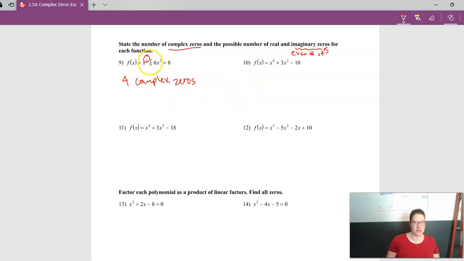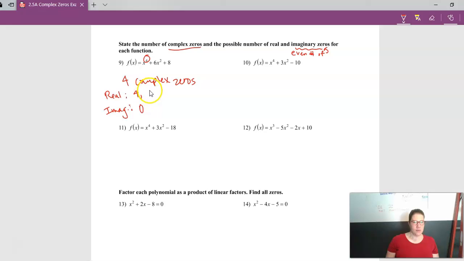So what that means is that if there are 4 complex zeros altogether, all 4 of these are either going to be real or they're going to be imaginary. So it's asking how many possibly could be real and how many possibly could be imaginary. It's asking just for the possibility. It's not asking for what's actually going on, just what could happen. So if all 4 of them were real, that would work. That would be fine. Real plus imaginary should equal the total number of complex zeros. So if there are 4 real, that means there's 0 left to be imaginary, and you can have 0 imaginary, that's fine.